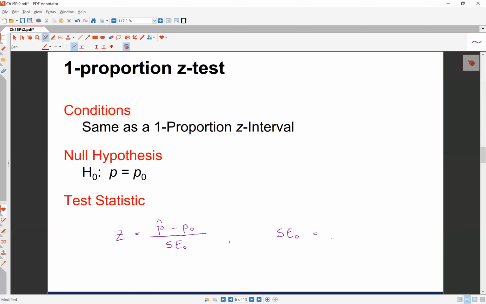So if you're dealing with a proportion, let me emphasize this here. If you're dealing with a proportion, then the way you're going to calculate the standard error is the square root of P0 times Q0 over N. So it should look somewhat familiar. You've seen a similar standard error formula before, but it is calculated assuming the null hypothesis is true, which is why we use the value P0 and not the value P hat.